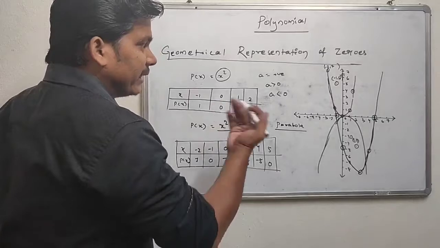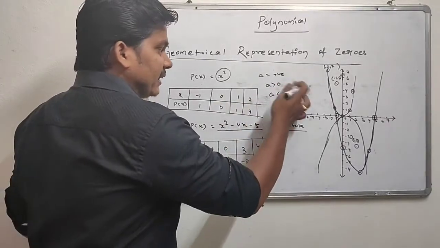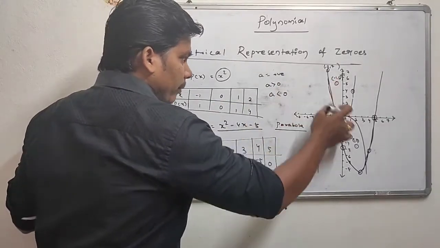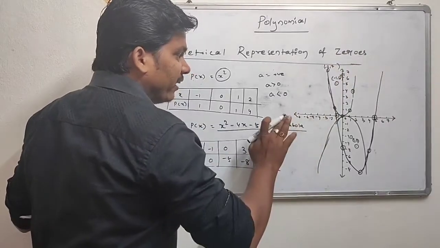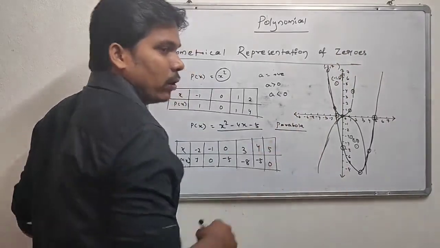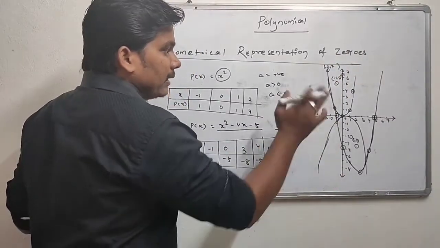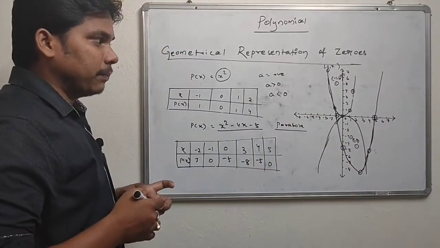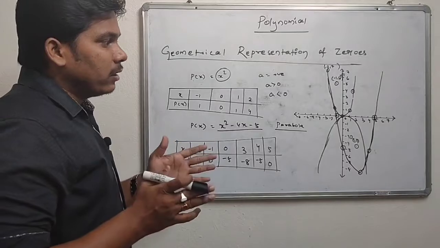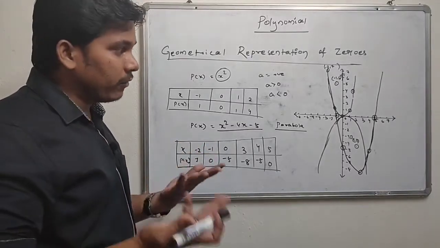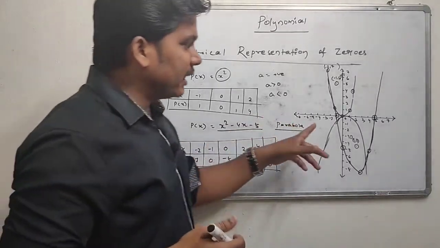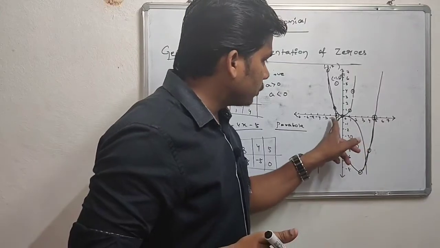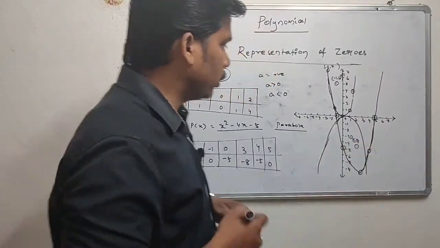In the same way, if you take any example, if a greater than 0, then the shape will be upward, and if a less than 0, the shape will be downward, or this will be flipped. The shapes will be flipped with each other. Now we'll take some more examples, and we will see how many zeros we'll get. Here see, the number of zeros will be 2. One is (minus 1, 0) and another one is (5, 0).